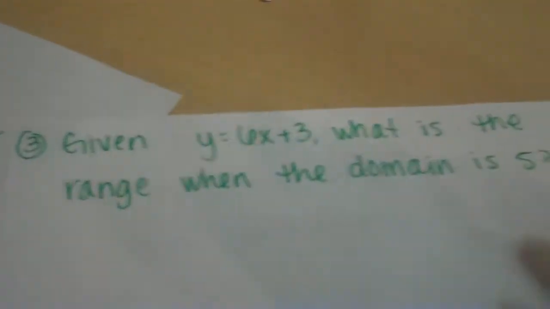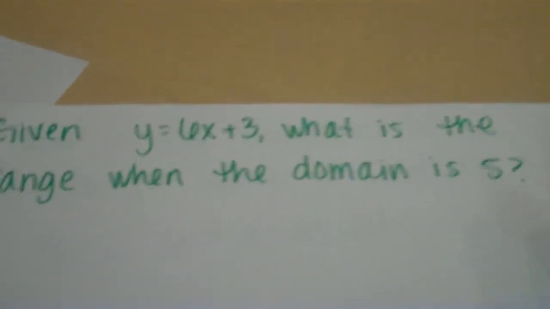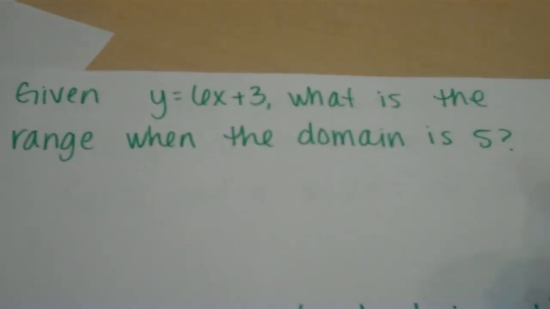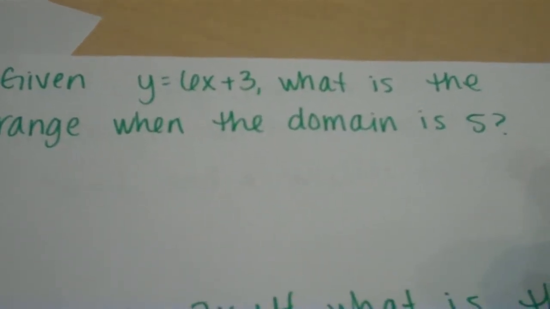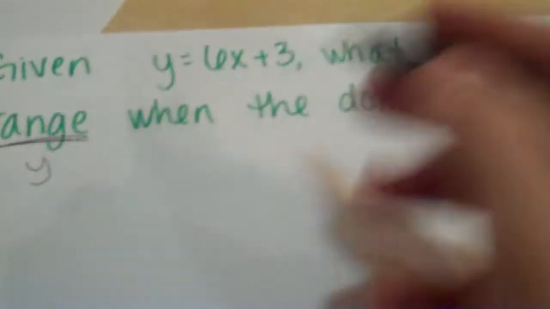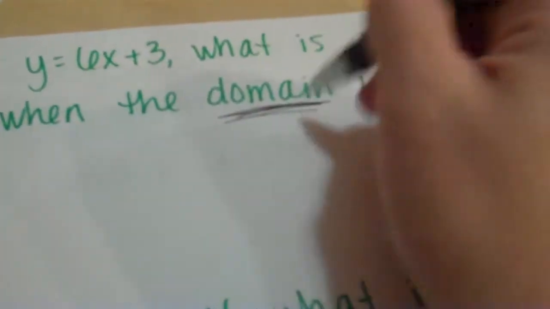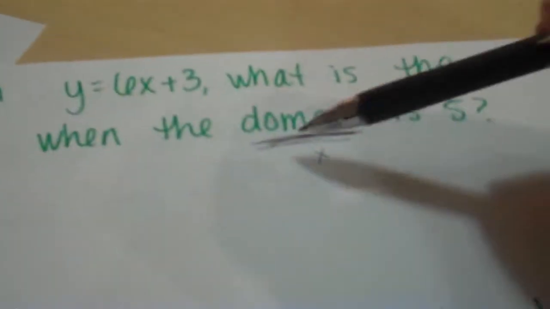All right, we're gonna look at two different domain and range type problems. So let's do the first one first. Go ahead and pause right now. Given y equals 6x plus 3, what is the range when the domain is 5? Okay, what is the range? Remember, I'm gonna underline range is y when the domain, so when the x is 5. Okay, so I need to know what y is when x is 5.